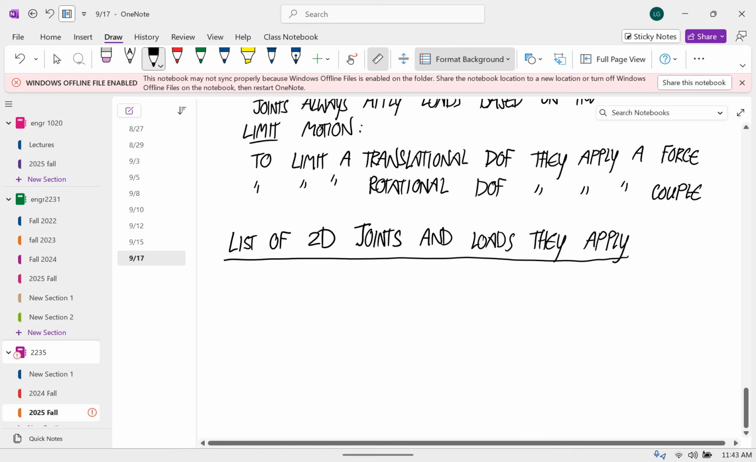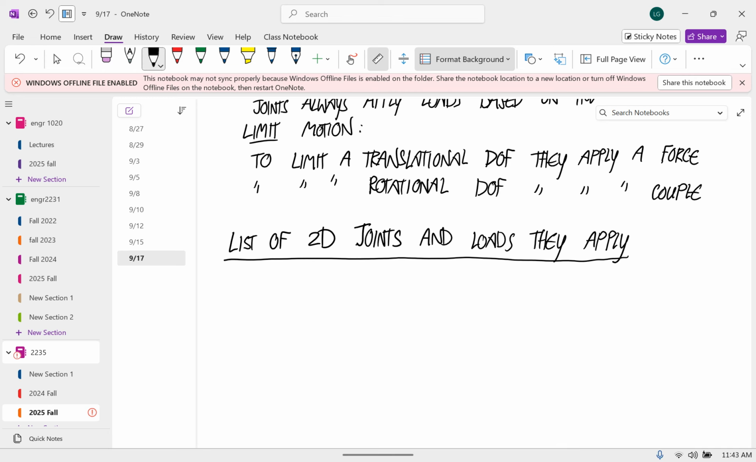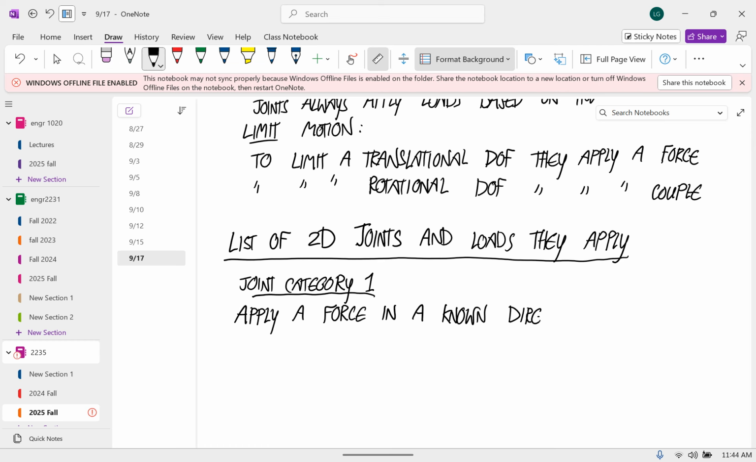So I'm going to break these up into categories based on how many degrees of freedom the joint restricts. So joint category 1. These are the joints that apply a force in a known direction. That means they limit 1 degree of freedom. And that also means that they bring 1 variable into Newton's laws.